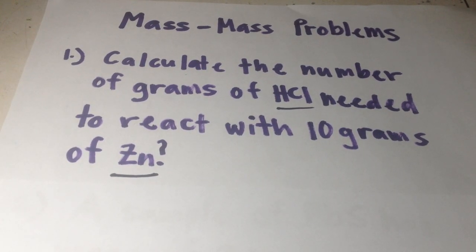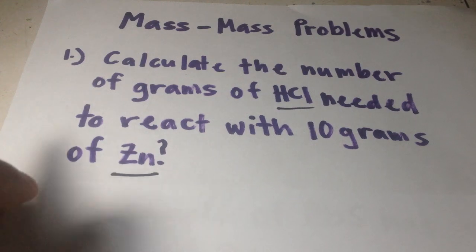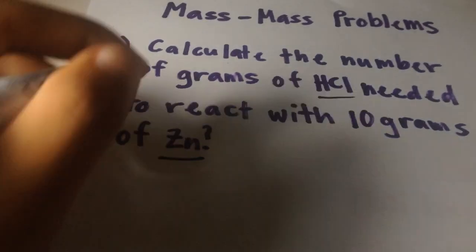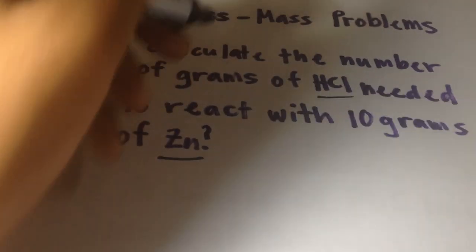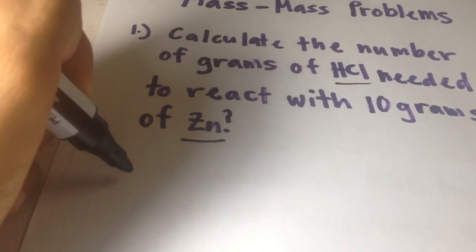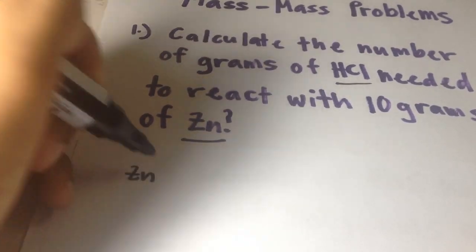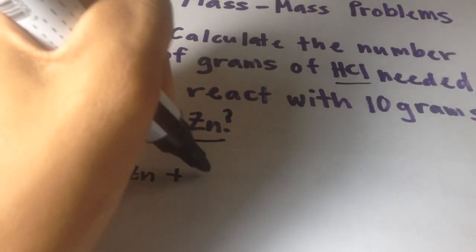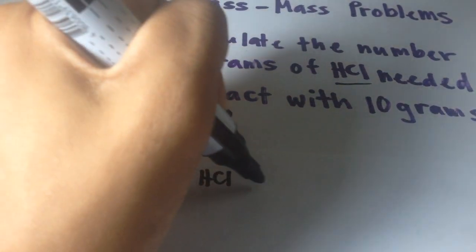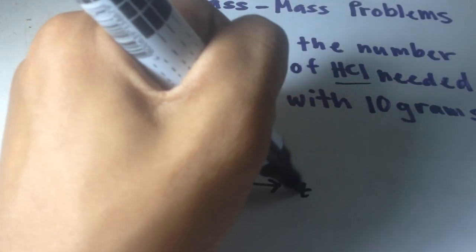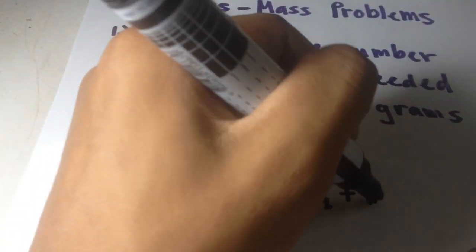So first step, we need to create a chemical reaction. So from zinc to hydrochloric acid. So zinc metal plus hydrochloric acid reacts to zinc chloride plus hydrogen gas.